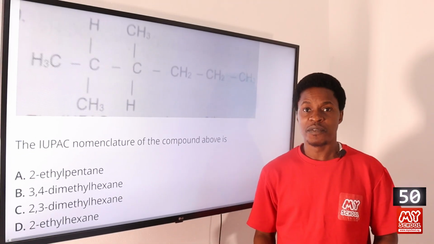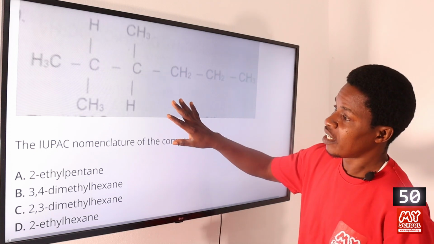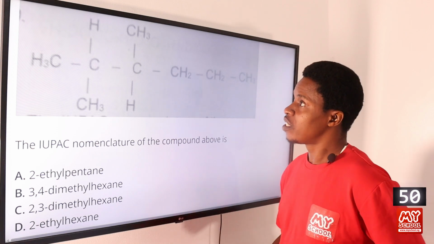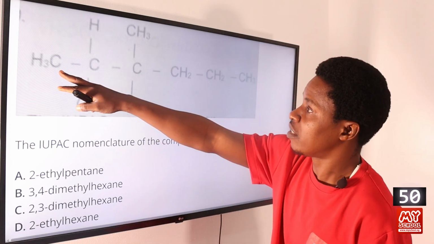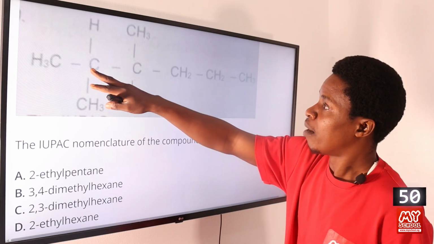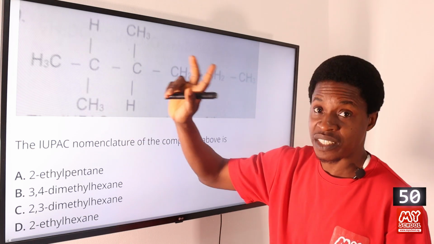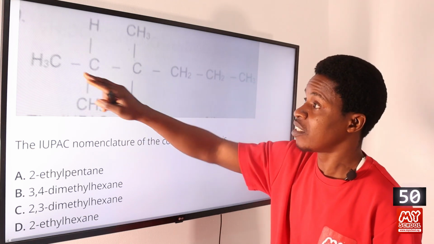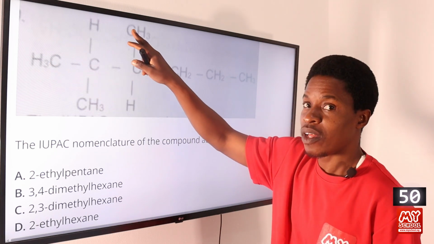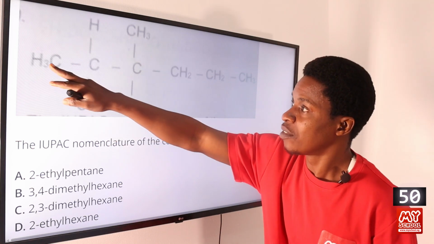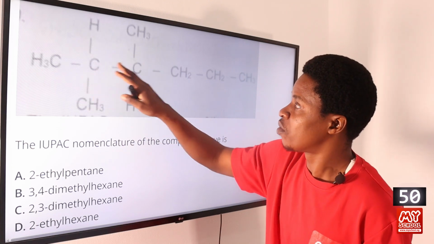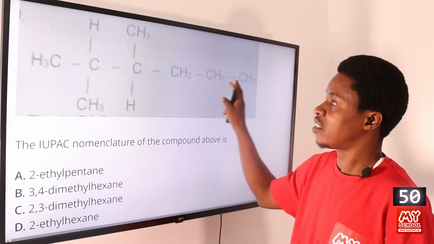Let's move on to question number 50. We have a hydrocarbon here. The IUPAC nomenclature of the compound above is what? Okay, so we want to name it. Let's see. We have CH3 here. The longest chain is what we want to consider now. First, the parent name, that's the longest chain. Let's count from here: 1, 2, 3, 4. That's 4. Okay, let's try another one. This is 1, 2, 3, 4. Then let's try this one: 1, 2, 3, 4, 5, 6. Okay, 6 should be the longest.